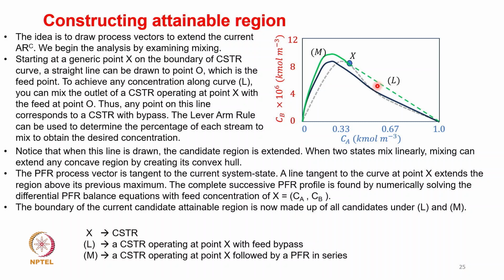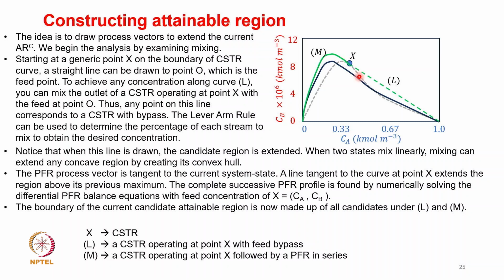When two states mix linearly, mixing can extend this concave region by creating a convex hull. This is of course a concave region, and these are the two endpoints, and eventually it joins and becomes a convex hull of the points. And the PFR rate vector, which is tangent to the current state, a line tangent to the curve at the point X, extends the region above this. And of course, at this point a PFR profile can be found by numerically solving the PFR balance equation.